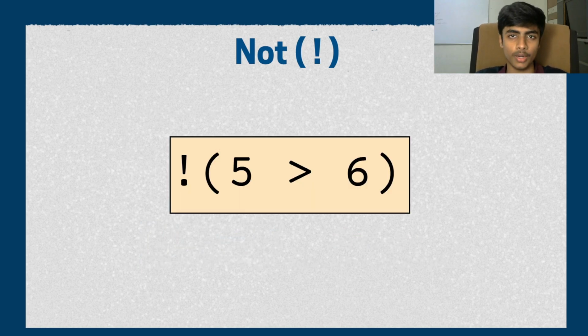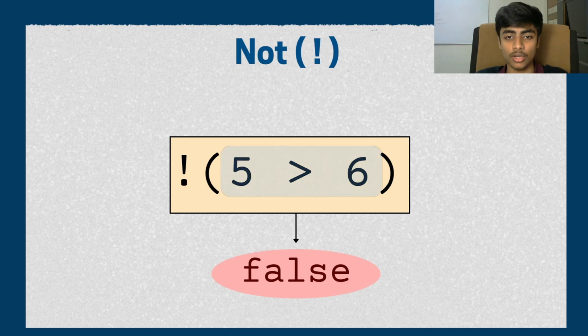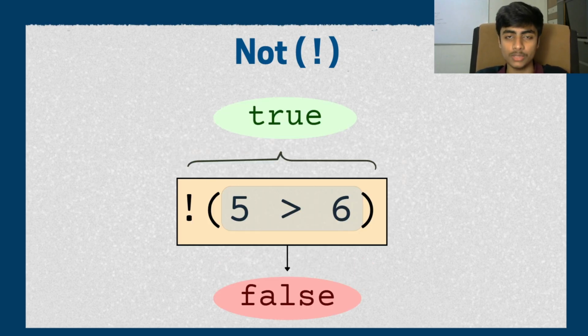To understand the NOT operator, we look at this expression over here. We basically have NOT of 5 is greater than 6. First, we'll try to evaluate the expression 5 is greater than 6. 5 is definitely not greater than 6. Therefore, this expression is going to evaluate to a false. When you use the NOT operator, you're basically changing this input to a true. So NOT of this false would basically change the whole expression to a true.